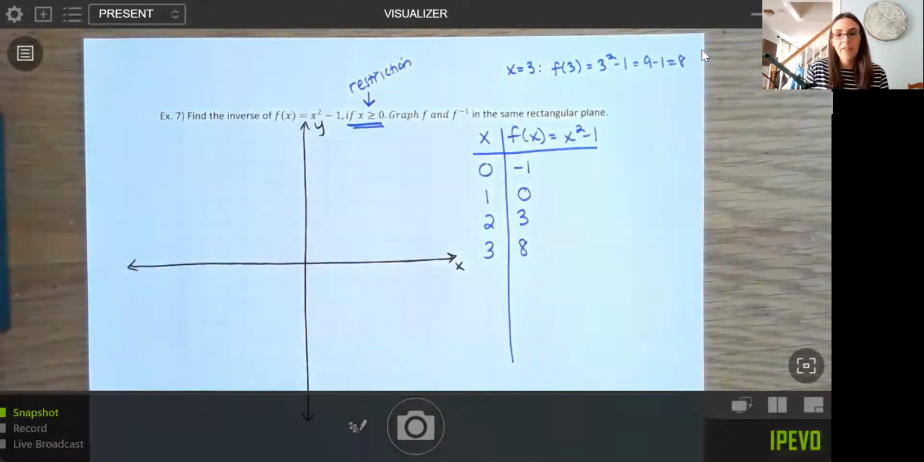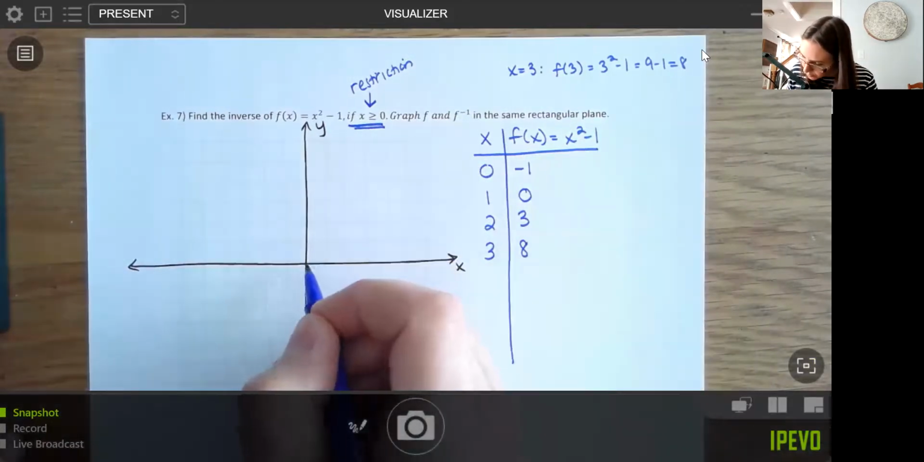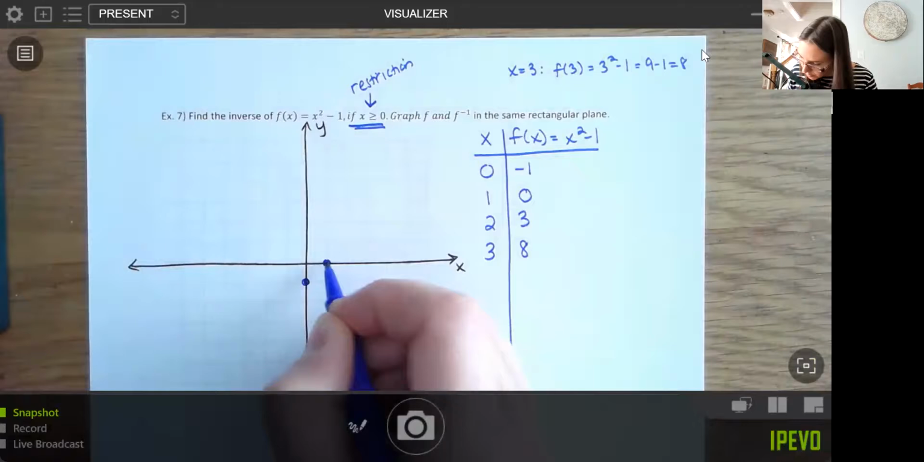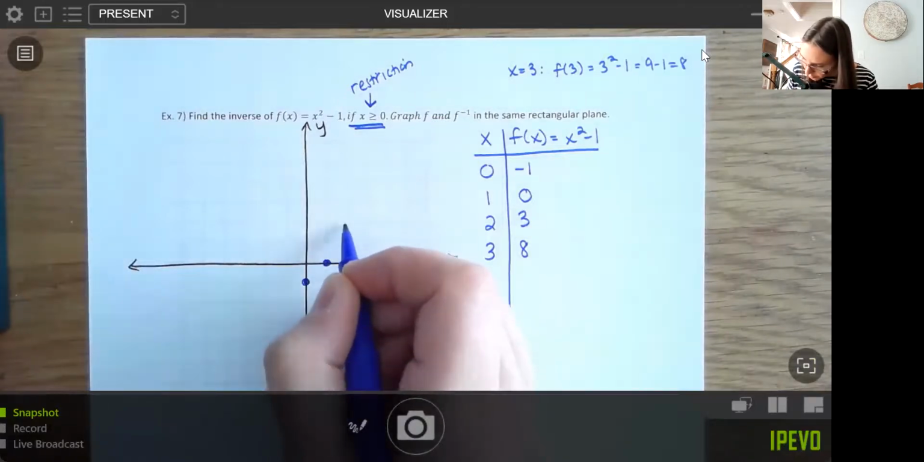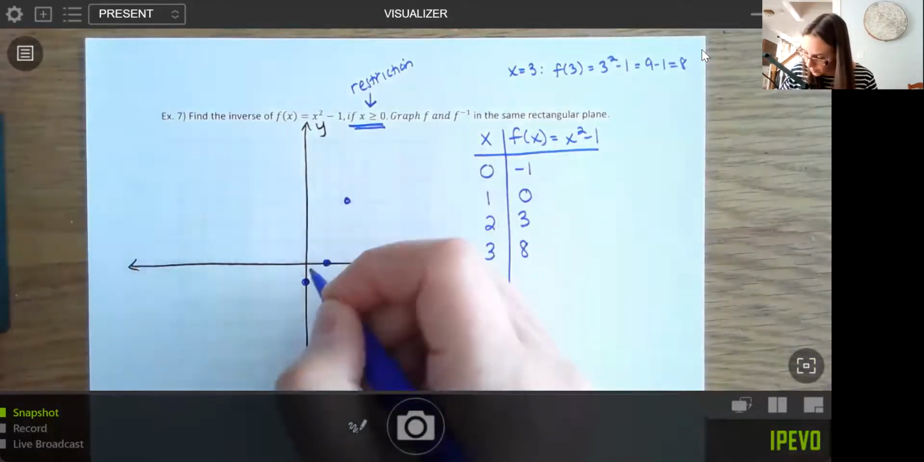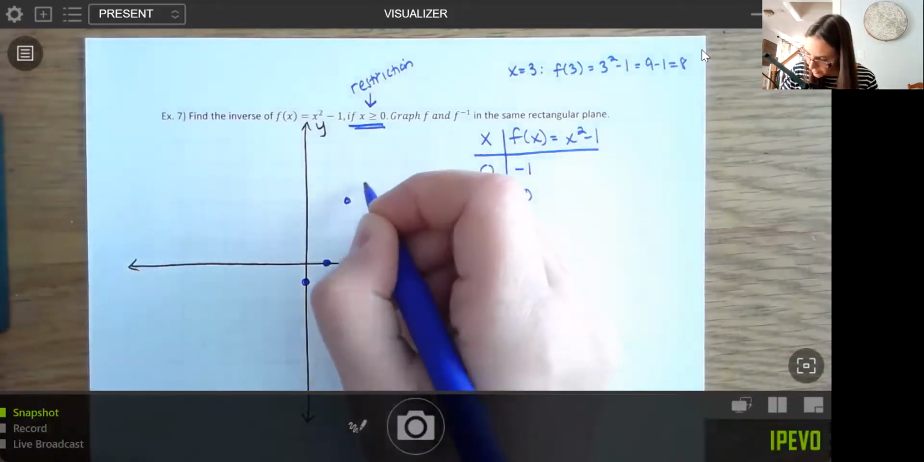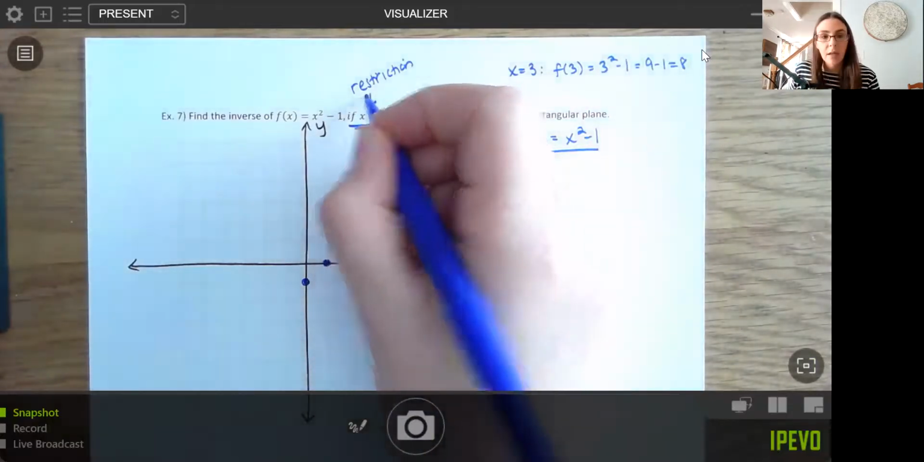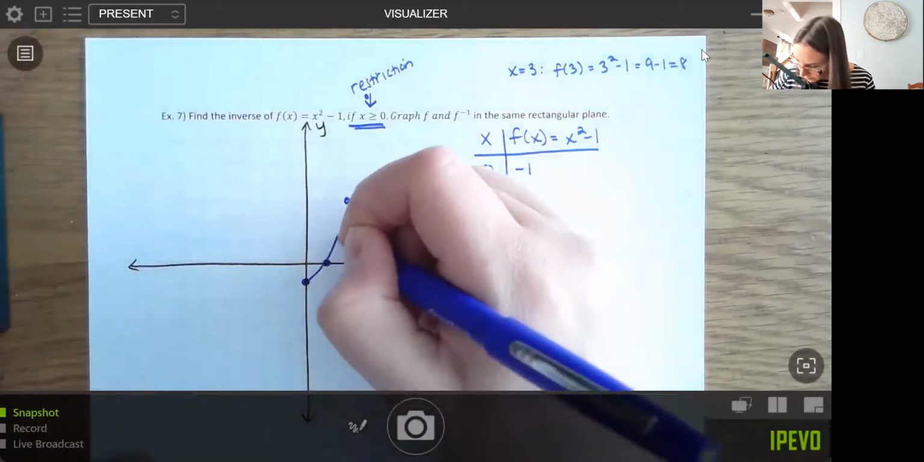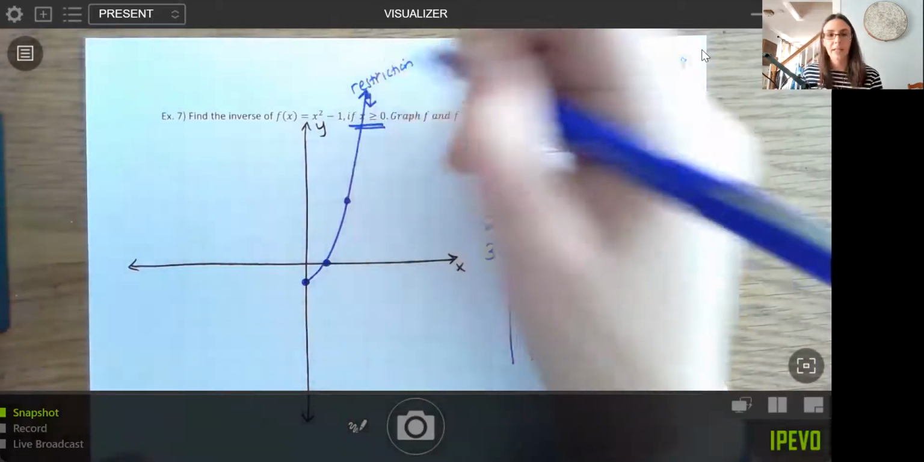All right, so I'm actually going to graph my original function first. So let's see, I have 0, -1, 1, 0, 2, 3, and then my 3, 8 is going to be off the grid a bit, so I'm just going to leave it for now. So it'll be 3, 1, 2, 3, 4, 5, 6, 7, 8. So it's like up here. So I'm just going to go ahead and just graph this the best I can. So it's going to look like that.